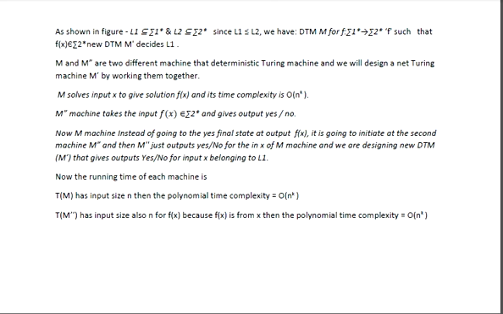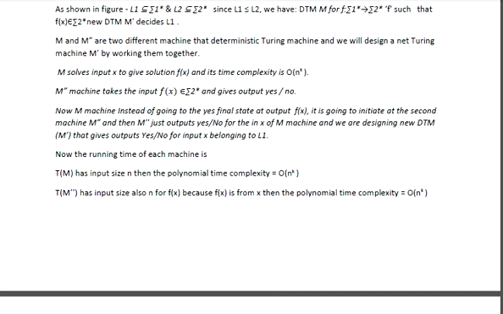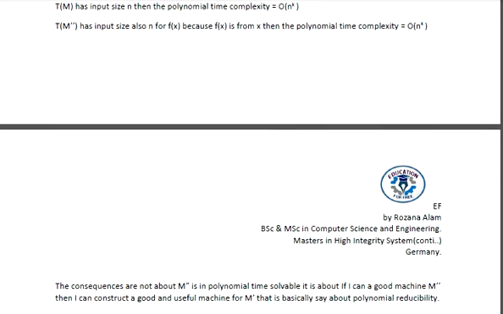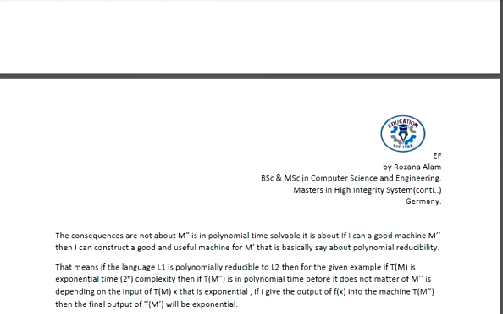Now the question is, what will be the time complexity for the machine M prime? Before that, we should know that the consequence is not about M2 being polynomial time solvable. It is about this: if I have a good machine for M2, then I can construct a good and useful machine for M1 also. That is basically what polynomial reducibility says.